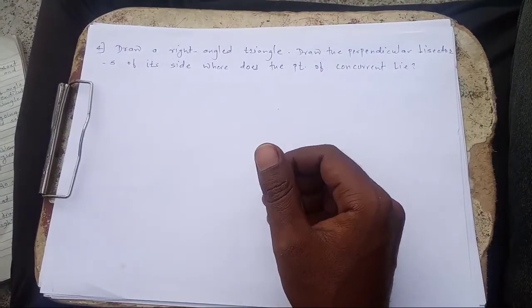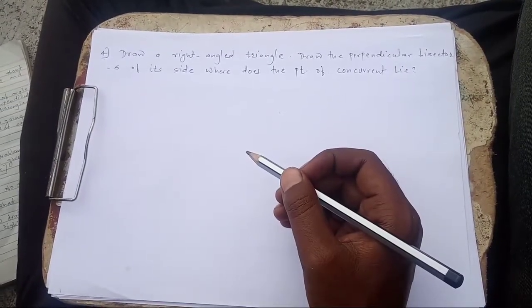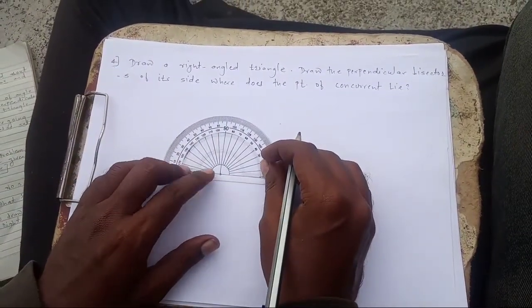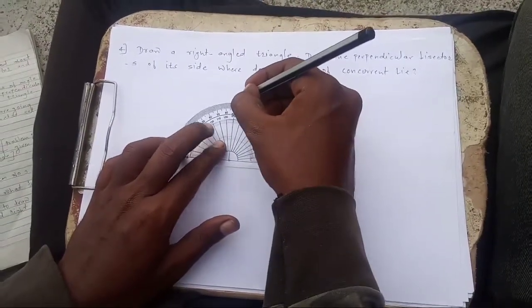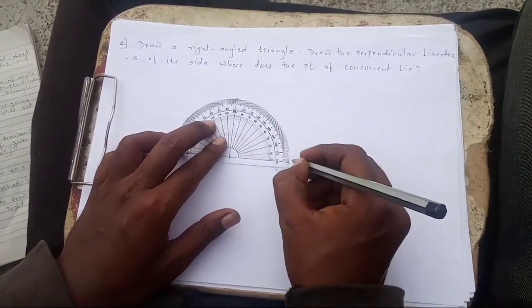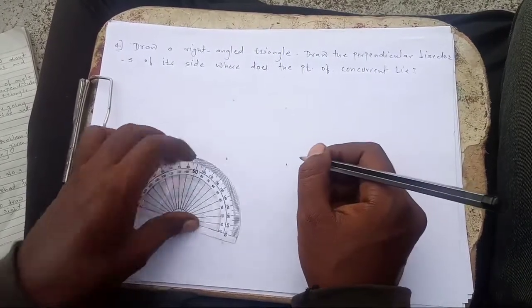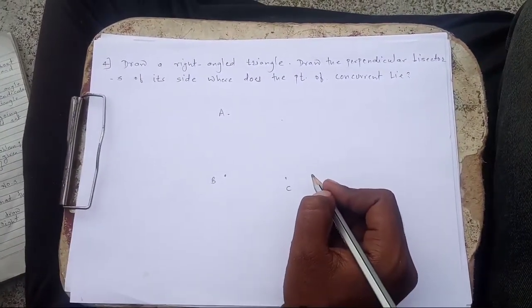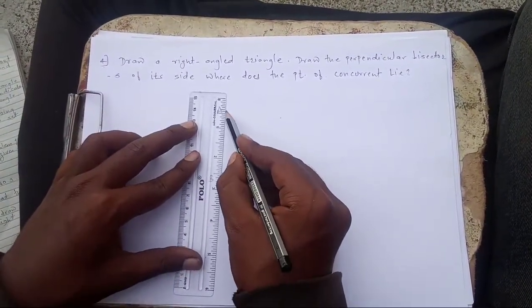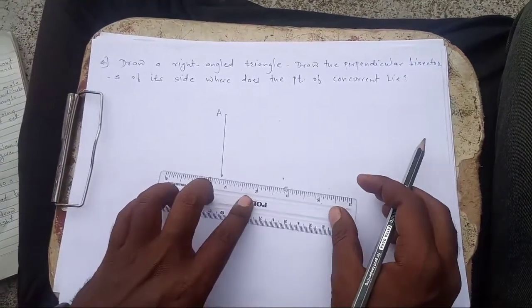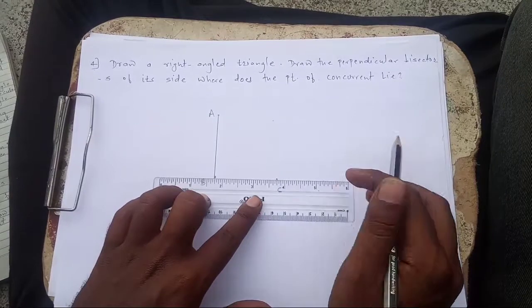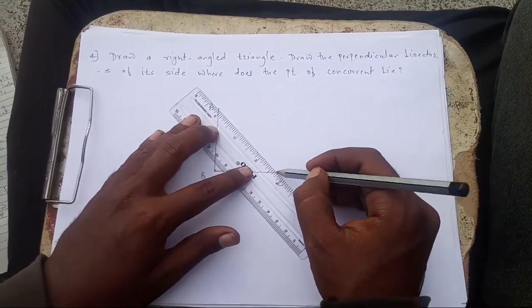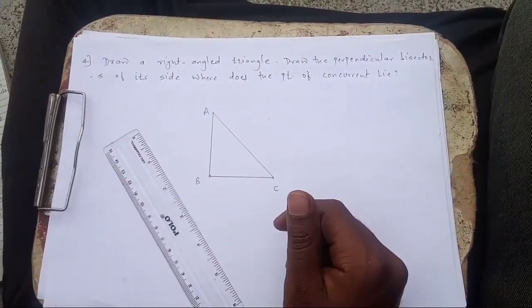Now, you know how to draw a right angle triangle. Mark a point with the help of protractor. Mark 3 points. One is at 90 degree, one is at 180 degree. Now name it as A, B, C. Join them. Join AB, join line BC, and join line AC. This is our right angle triangle.